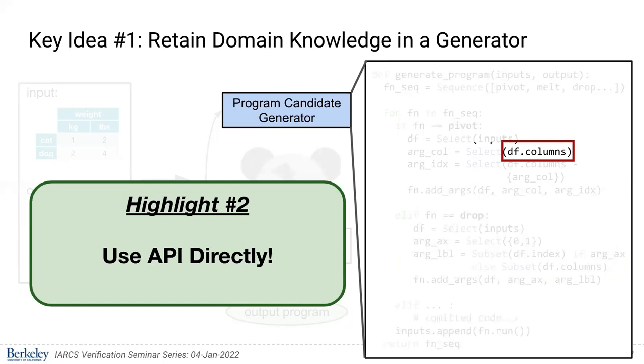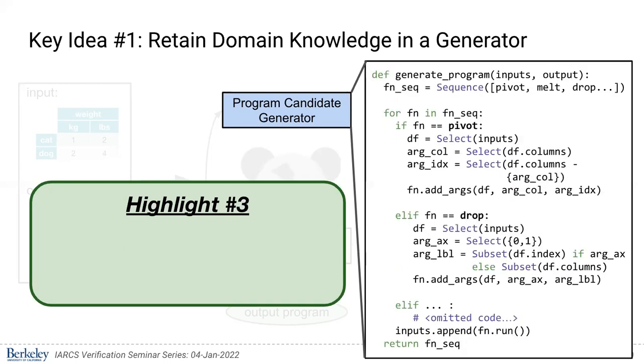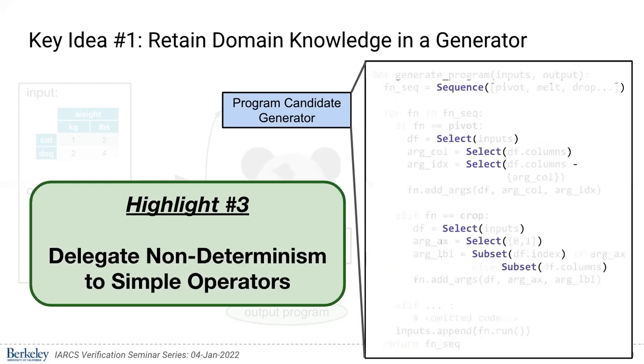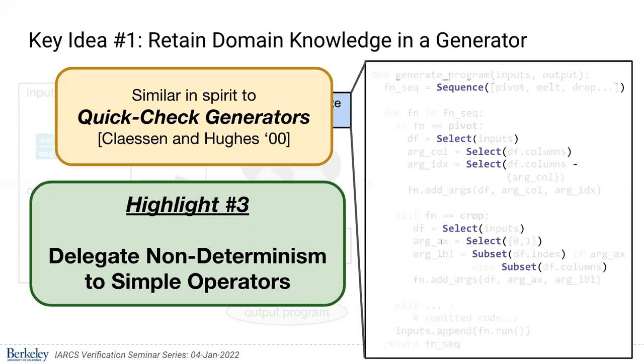This is unlike what you may have in, say, DSLs or grammars, where you're writing in a more formal language, so you don't have access to the actual runtime or the API you're trying to synthesize code for. And the third highlight, the most important one, is that we're delegating this non-determinism, or the space of choices, to simple operators like sequence, select, subset, etc. And this is how it is connected to generators from the testing community. QuickCheck generators for creating random testing inputs pioneered this way of producing inputs, and we are trying to use that for the purpose of synthesis.